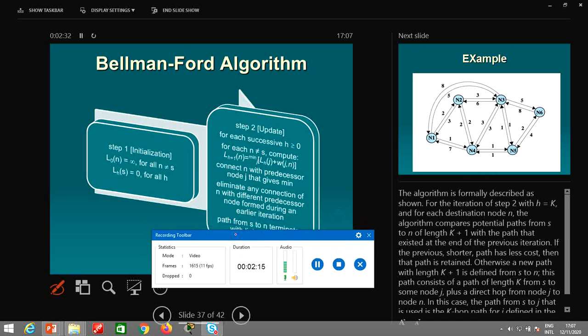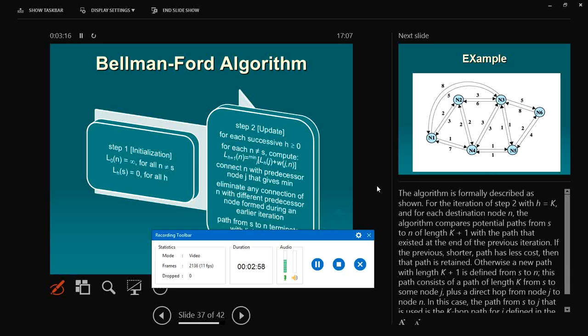Step 1 is to initialize. We initialize everything to infinity. In step 2, for each successive hop we add, we compute the hops, and we try to compute the minimum distance from the source node to the destination. We continue with this step until we explore all nodes or complete the algorithm.